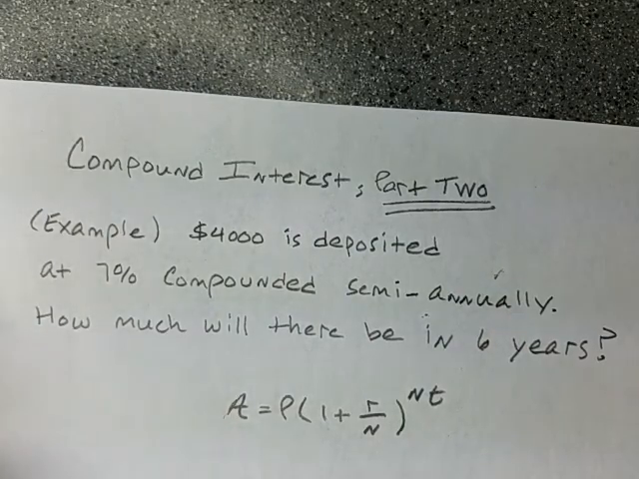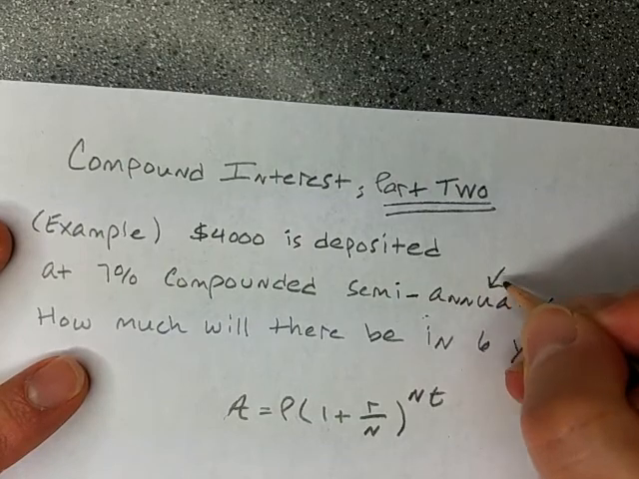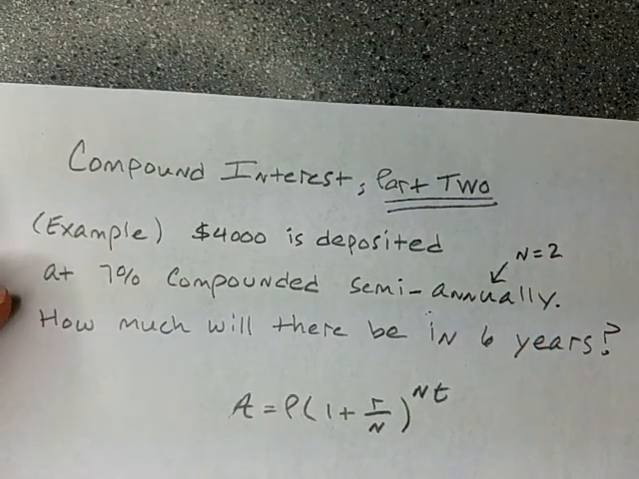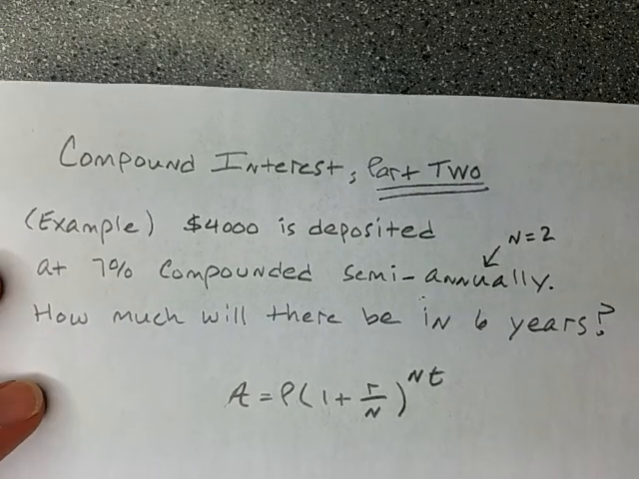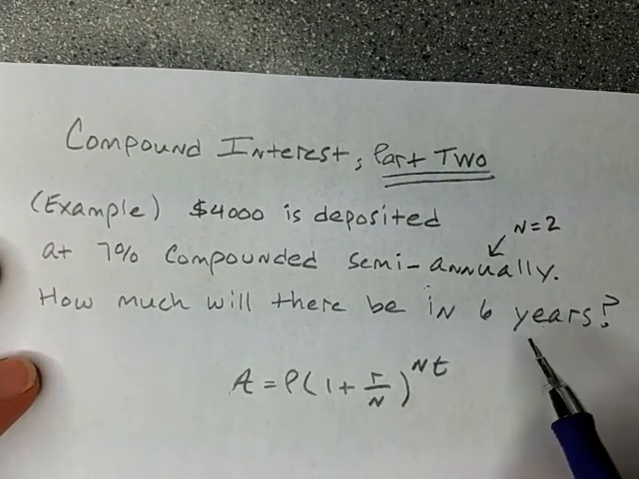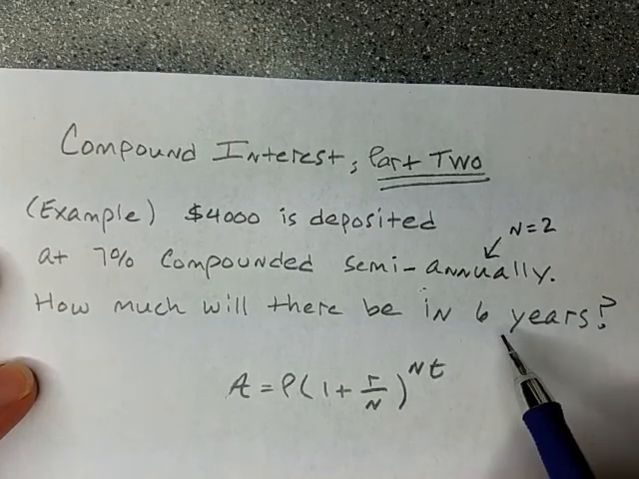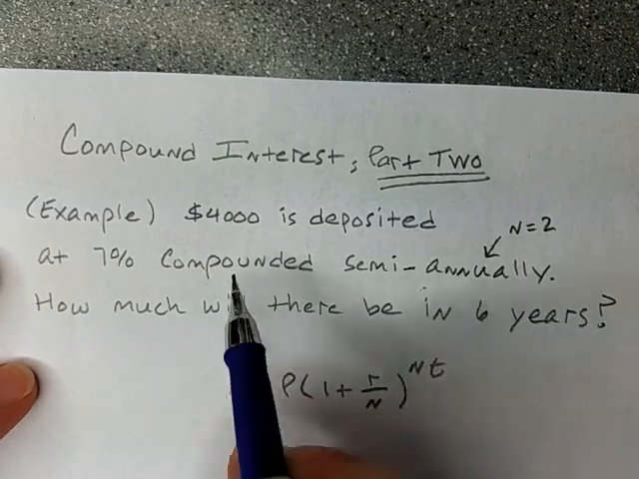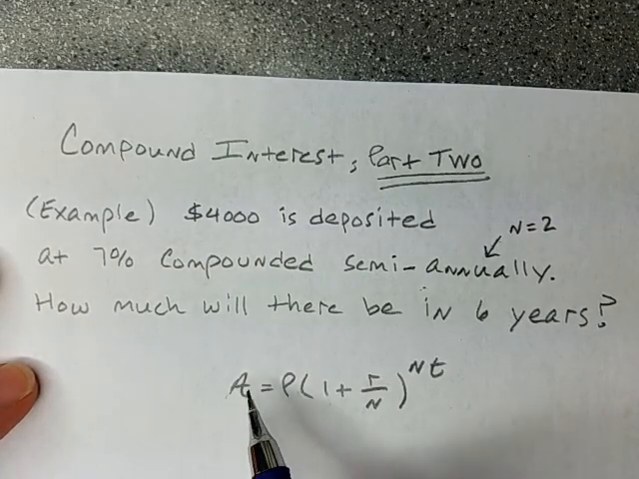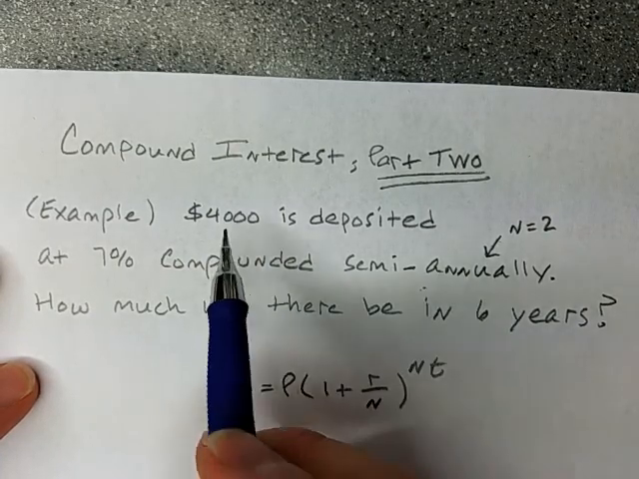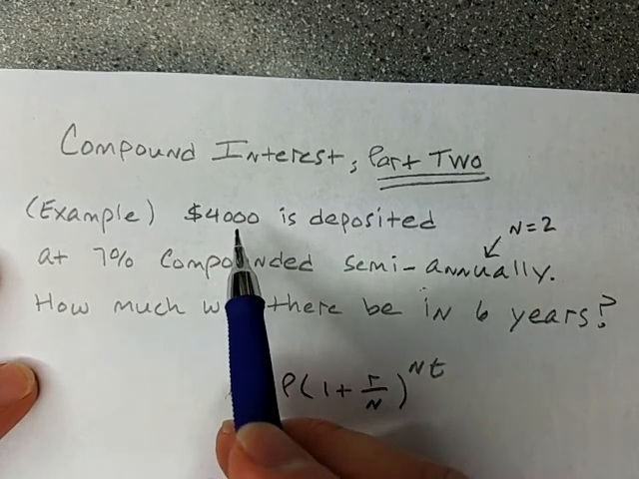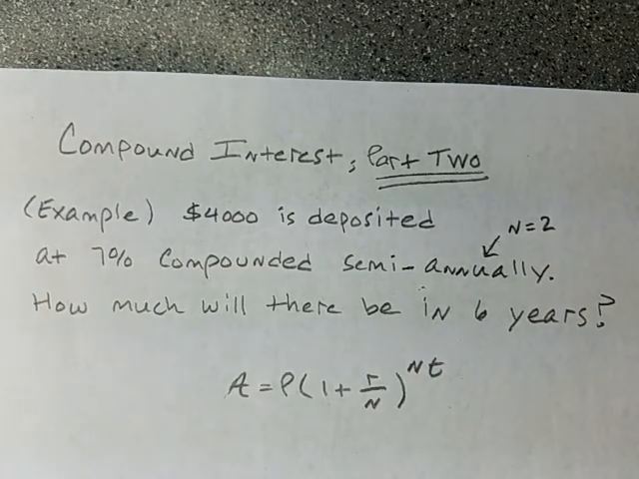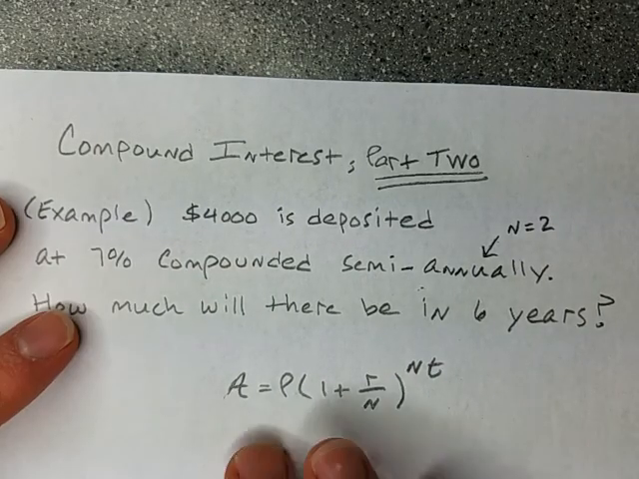Okay? All right. So N's going to be 2 for this one. And other than that, I think the rest of the numbers are going to go in just like they are. T is 6 years. R is 0.07. P is 4,000. Now, A is the amount that $4,000 becomes if it earns 7% interest compounded twice a year for 6 years. Okay, but that's our formula for figuring that out.